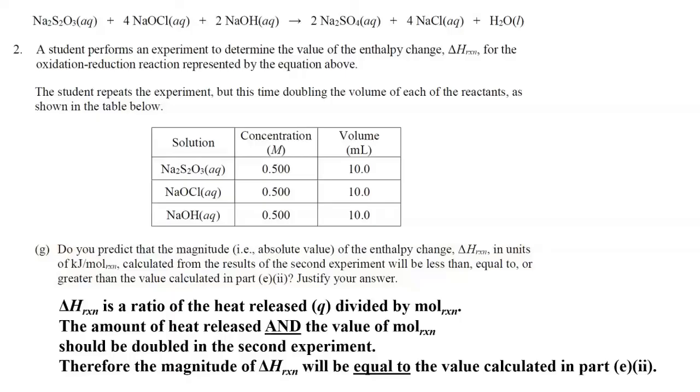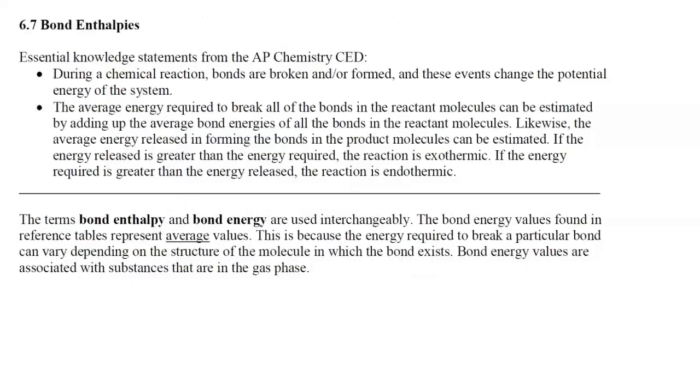So unlike part F, where the amount of heat was doubled, delta H reaction is a ratio of the heat released, which is Q, divided by the moles of reaction. And so because the amount of heat released and the value of moles of reaction should be doubled in the second experiment, that means that the ratio stays the same. The magnitude of delta H reaction for this trial 2 will be equal to the value calculated in part E II. So yes, we double the Q, the amount of heat, but no, we do not double the value of delta H. All right, so now we're going to move on to our new topic.